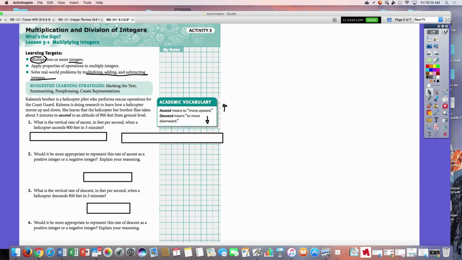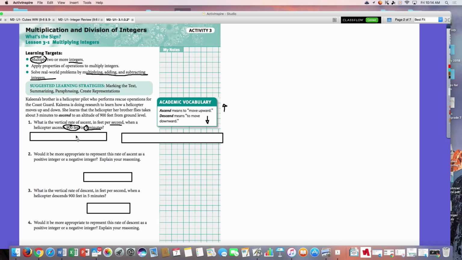It says, what is the vertical rate of ascent in feet per second when a helicopter ascends 900 feet in 3 minutes? Couple of key things I need to know. Let's break this question down. Use our cubes. Vertical rate of ascent in feet per second. And they give us 900 feet in 3 minutes. That's kind of important. They want to know the answer in seconds, and they give it to us in minutes. Think about that. So first of all, I need to get one or the other, right?